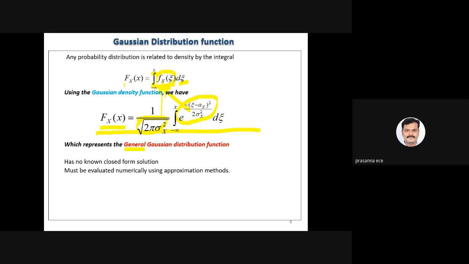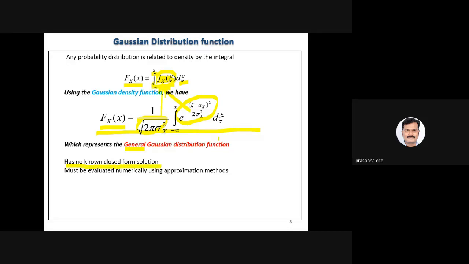This is the original definition of fx of x. In that definition, for the small fx of zeta, we have substituted the entire term from our very first slide, using the exponential and the denominator term, root of 2 pi sigma x square. The problem with this integral is that it has no closed form solution. It has no known closed form solution.